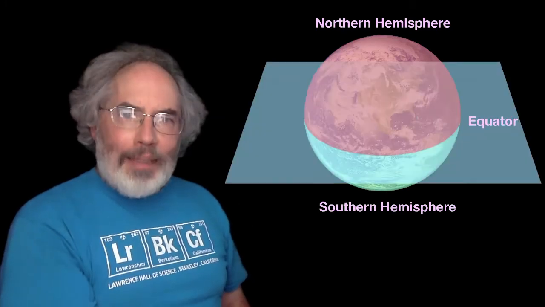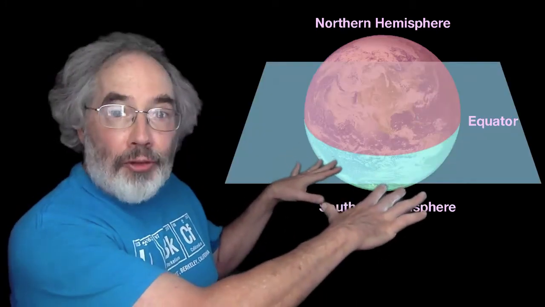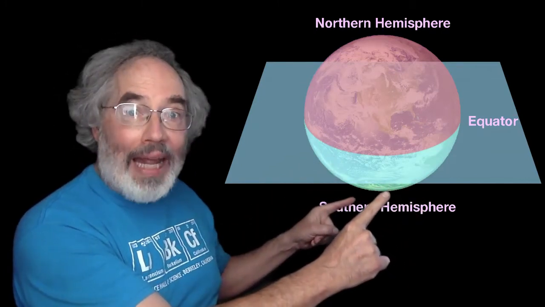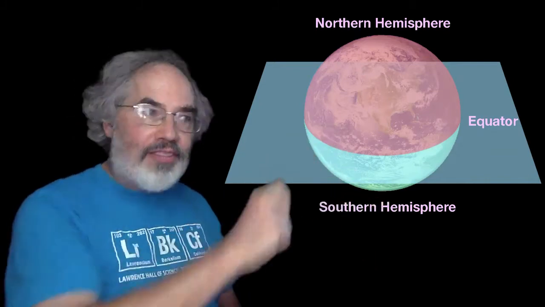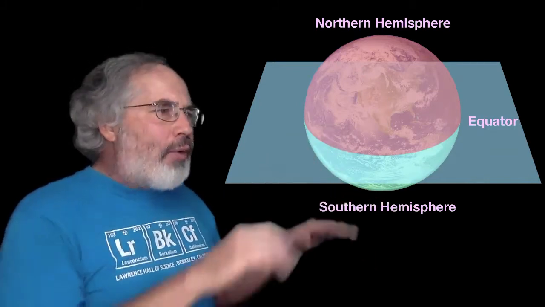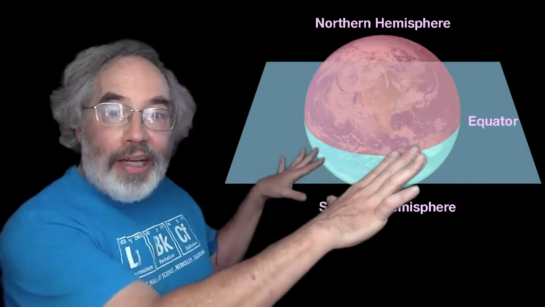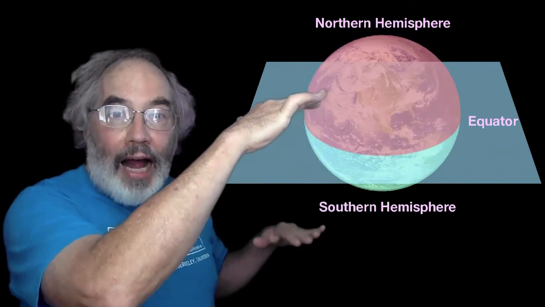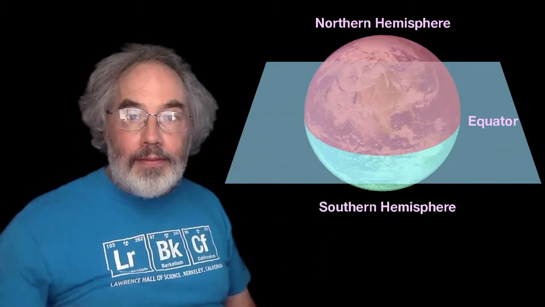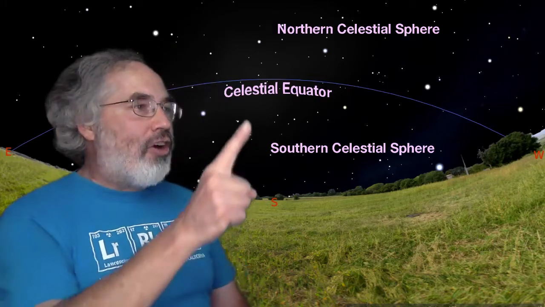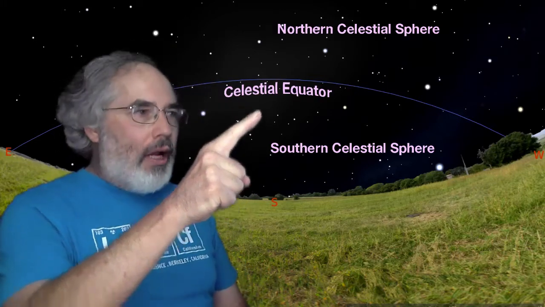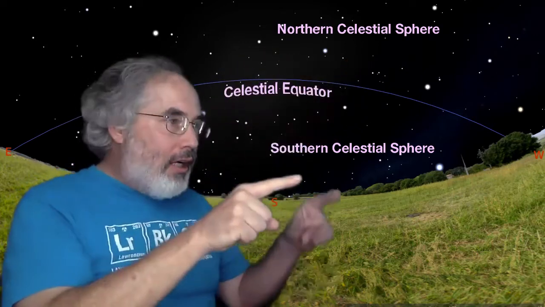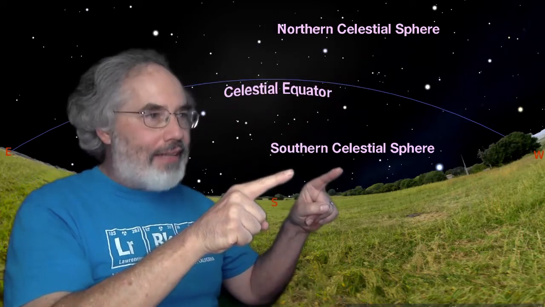But now let's imagine a plane, a flat surface that cuts through the Earth at the equator. And the part of the Earth on one side of the equatorial plane is the southern hemisphere, and on the other side is the northern hemisphere. And we can imagine this plane extending out in all directions forever, dividing the sky into a northern half and a southern half. And that division in the sky is called the celestial equator. On one side of the celestial equator is the northern celestial sphere. On the other side is the southern celestial sphere.